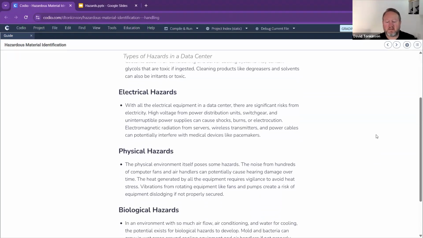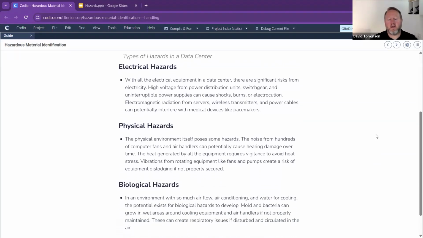We also need to consider things such as the physical hazards, such as noise. If you're in a data center with constant fans running, you walk down one of those cold aisles, yes, there can be a buzz. If you're constantly exposed to that sort of noise level, then yes, this can cause hearing damage over time. So do we need to wear ear protectors? Are they available to us?